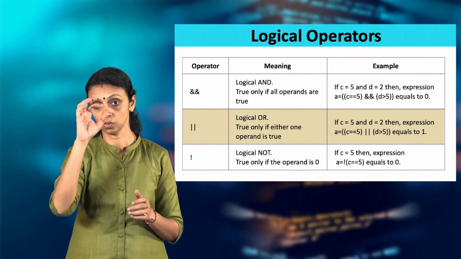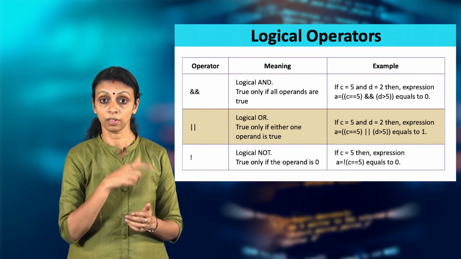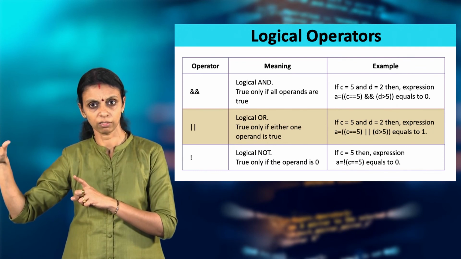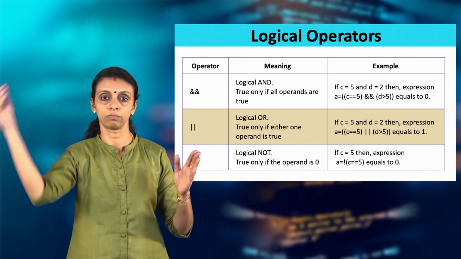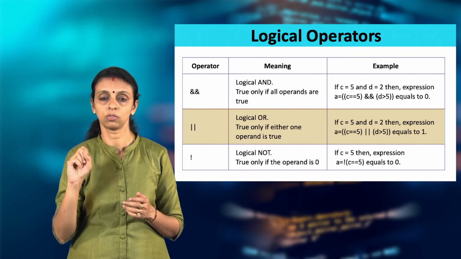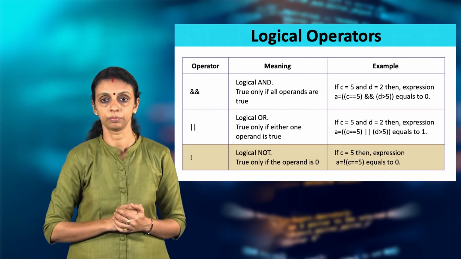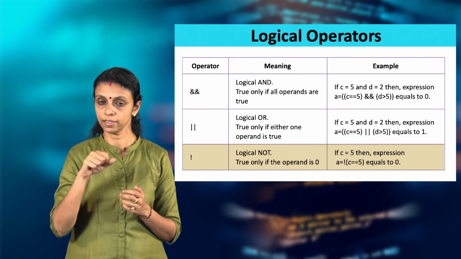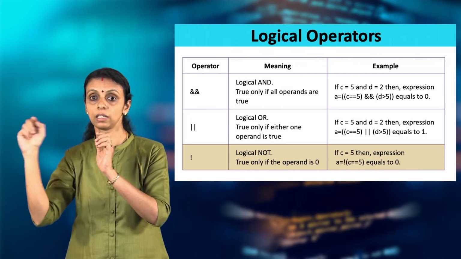Now, OR operator. Consider this expression. Here C is equal to 5, but D greater than 5 is false. So, it returns 0. Only one expression needs to be true. Not. Here C is compared with 5 and it is true. When we negate this expression, it changes to false.